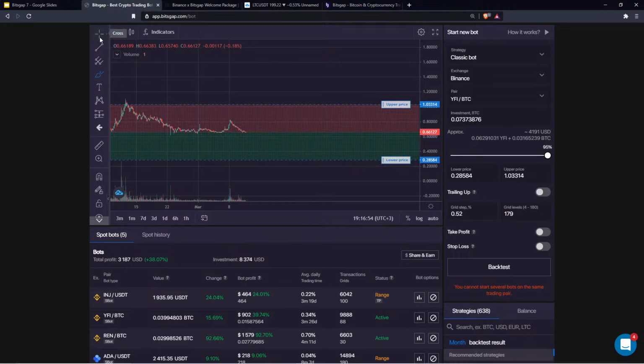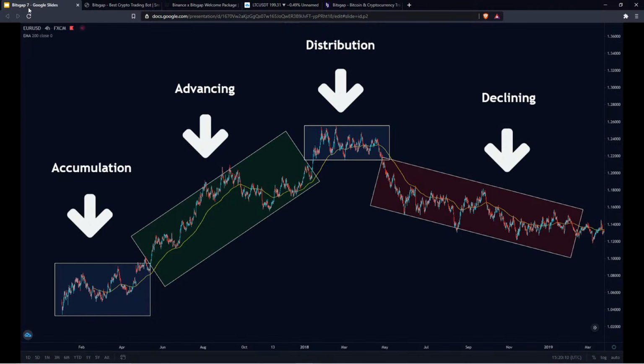Okay, so let's move to the next topic, which is the high yield strategies. As now we learned that the SBot is optimal for the accumulation and the distribution market phases, and the classic bot is optimal for the advancing market phase. Now is the time to figure out how to maximize our returns even more, which basically implies the high yield strategy, which increases the risk exposure in the market.